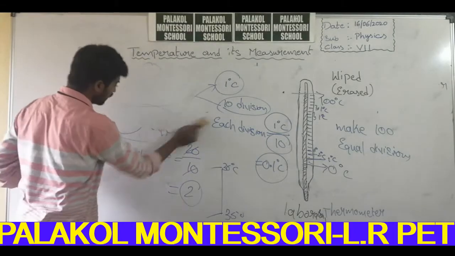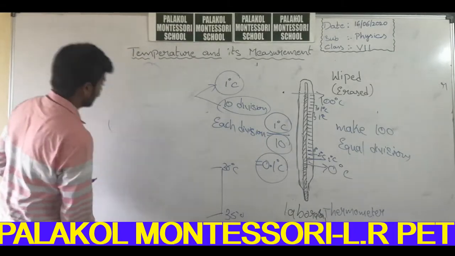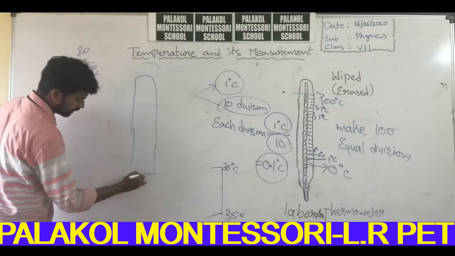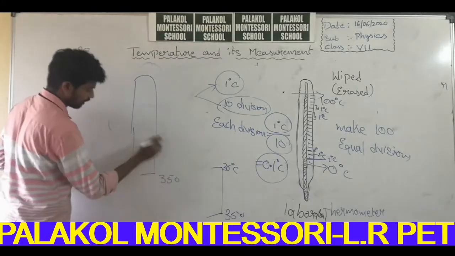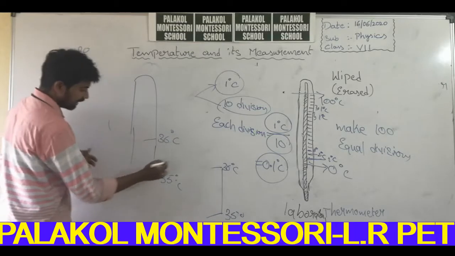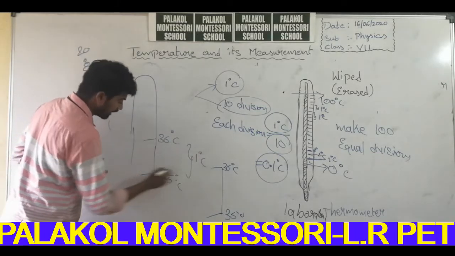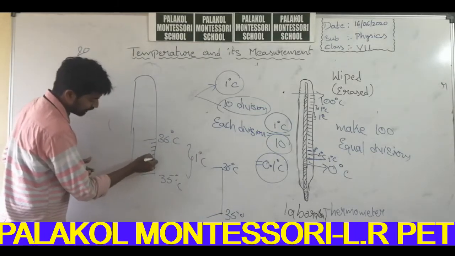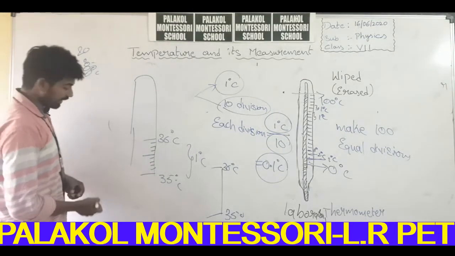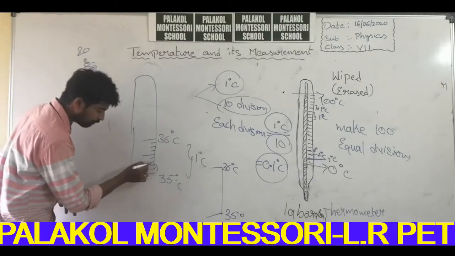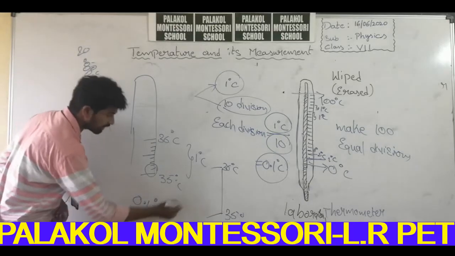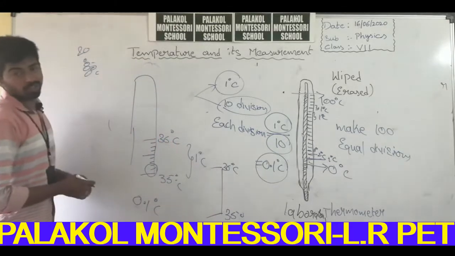So, on the clinical thermometer, the temperature gap, 1 degree centigrade of temperature gap, this is 35 degrees centigrade, and this one is 36 degrees centigrade. The 1 degree centigrade of gap is again divided into 10 equal parts. What is the value of each division? The value of each division is 0.1 degree centigrade.